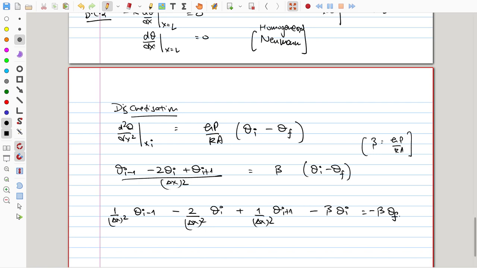So now what I do is I move the theta i term to the left hand side, because theta i is actually an unknown temperature at the location xi.